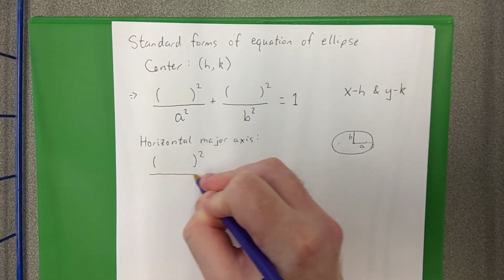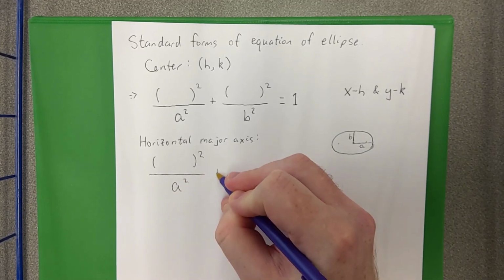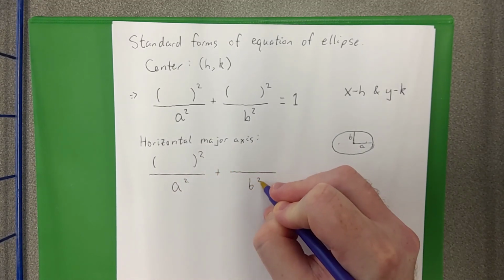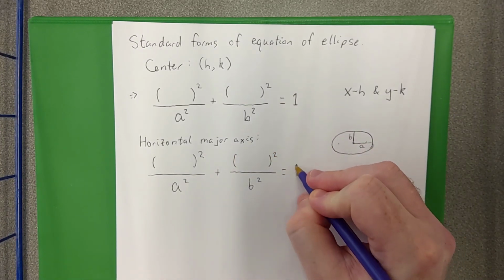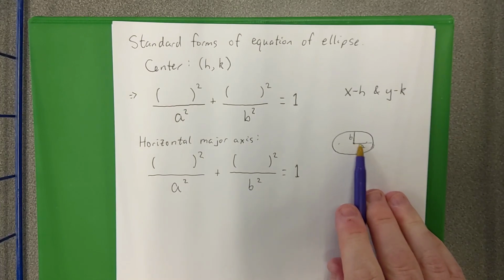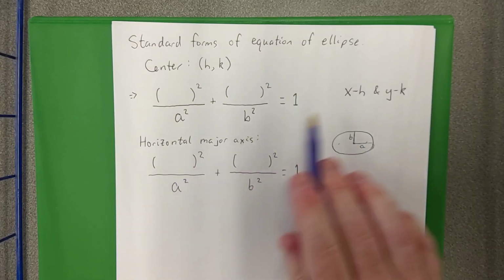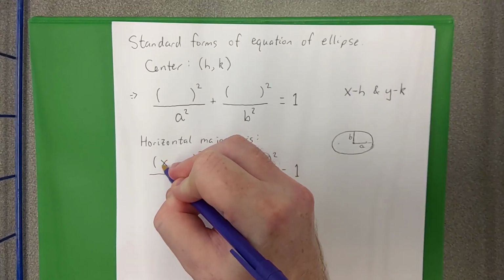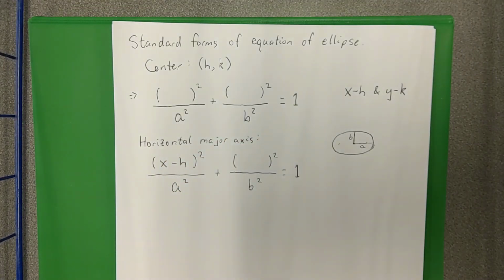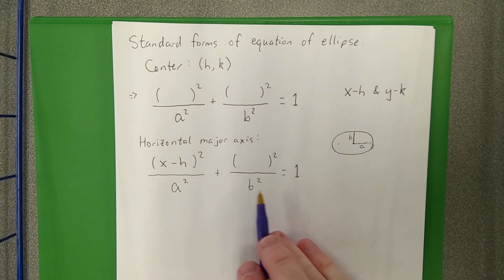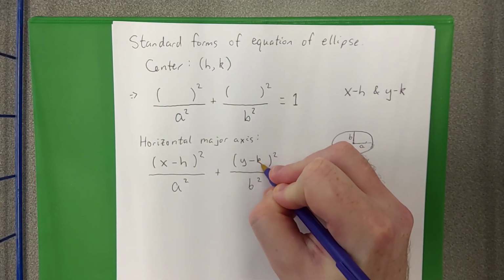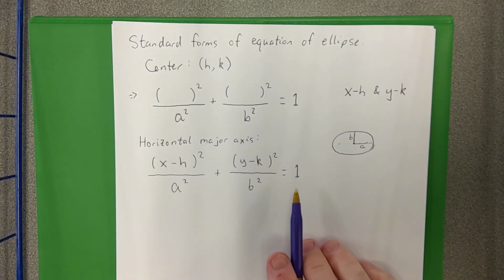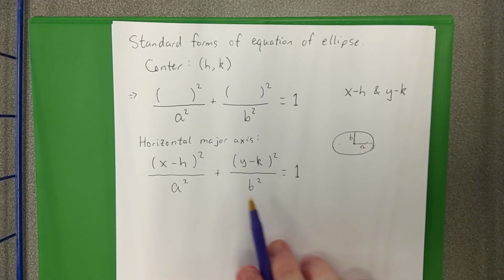Which means that for the horizontal major axis, I want to see the following. We can start the same way as before, with something squared over a squared plus something squared over b squared is equal to 1. Associated with the horizontal distance, I want my horizontal variable, that's x. But because of the shifted center, we're going to put an x minus h in there. Additionally, associated with the b variable, b is vertical now, so we'll put the vertical variable in there, y minus k. This is standard form for the equation of the ellipse with a horizontal major axis.